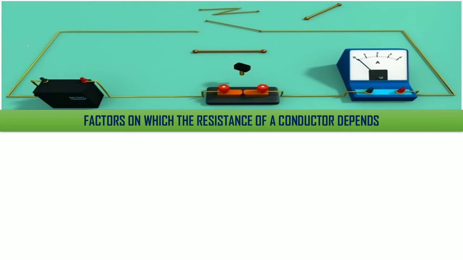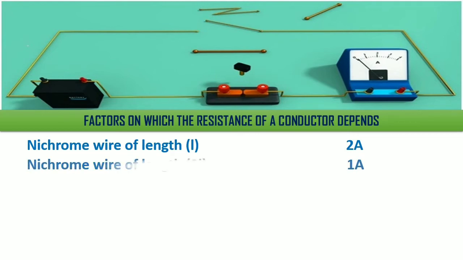Now we are going to study the factors on which the resistance of a conductor depends. The circuit consists of a battery, a plug key, an ammeter and the different wires for which we are going to study the factors, all connected in series. First, place the nichrome wire of length L, plug the key and note the ammeter reading. Say the ammeter reading is 2 ampere. Next, replace the wire by a nichrome wire of same thickness but twice the length and note the reading. Say the reading is 1 ampere.